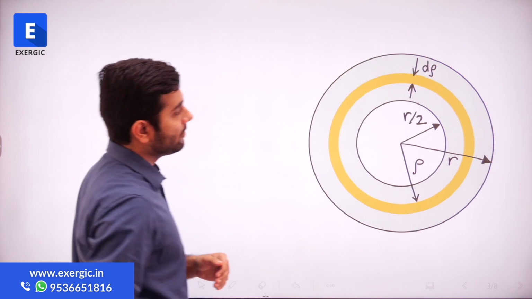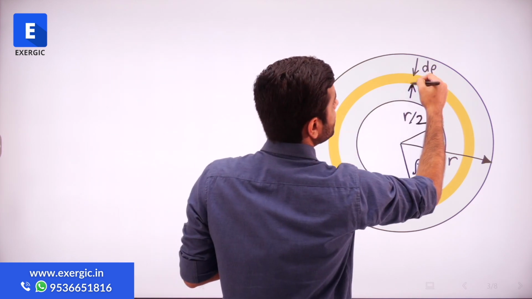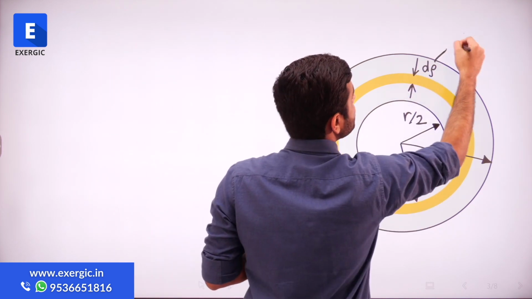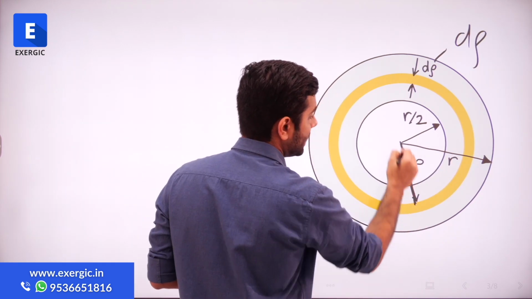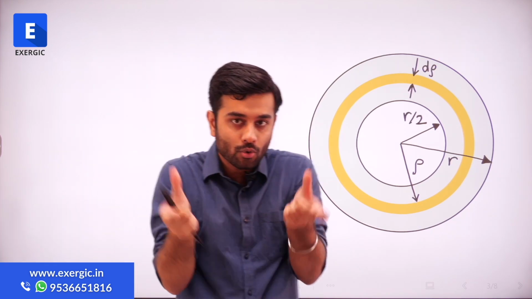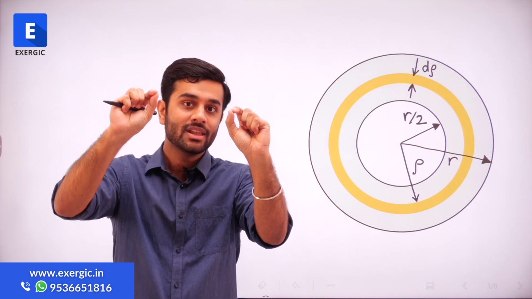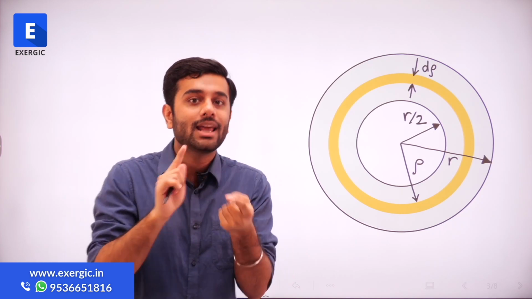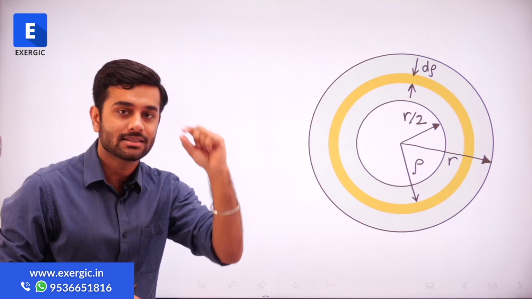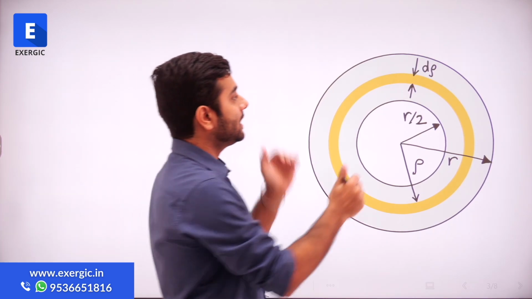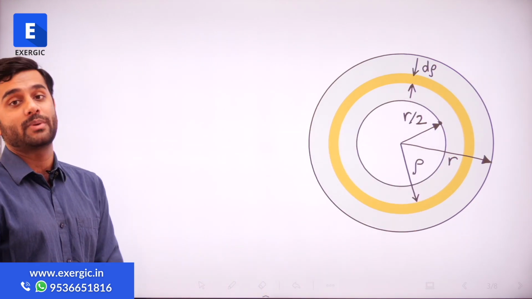As you can see here, I have considered a thin ring. It's a very thin ring having a radial thickness of d rho, very small. It is situated at a distance of rho. So in the entire outer core, I have considered a very small, thin ring at a distance of rho, having a thickness of d rho. Firstly, I will find out how much torque is resisted by this elemental ring, and then I will integrate it from the inner value r by 2 to the capital value r. That will give me my final expression of torque.